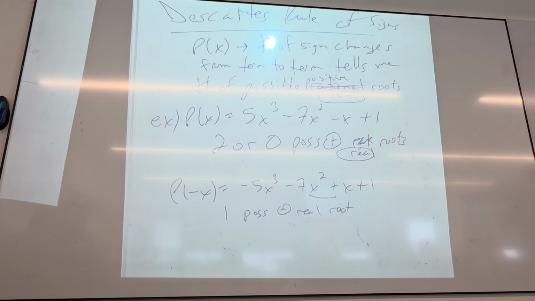So that's Descartes' rule of signs. And then upper bounds, lower bounds are kind of based off of this, yes? So if you divide by a positive number and your results are all positive, that's an upper bound. If you divide by a negative number and your results do nothing but change sign, that's a lower bound. Okay.